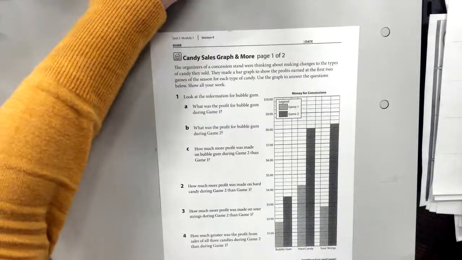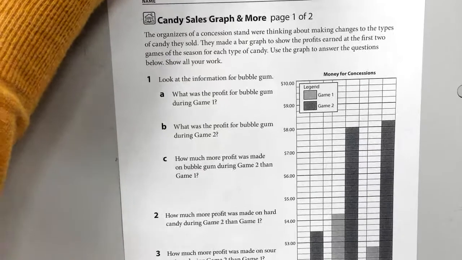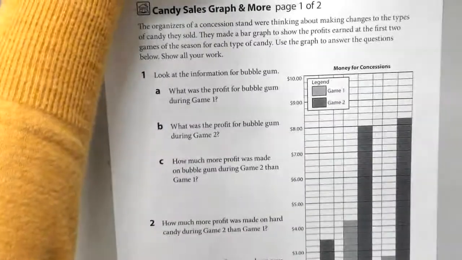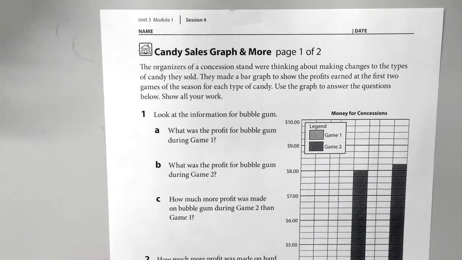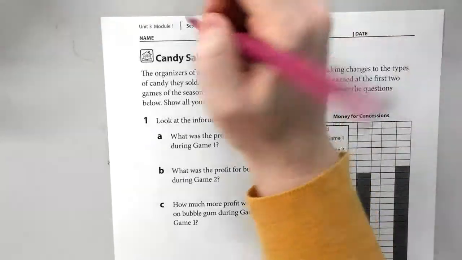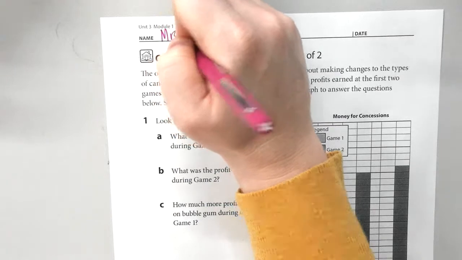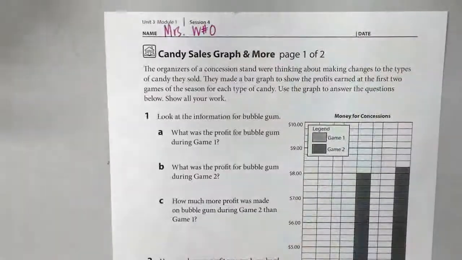Fifth graders, I'm going to apologize right now for my gravelly voice. I have a little bit of a cold, but just bear with me. We are going to work on the candy sales graph and more home connection. Name and number up at the top, please.